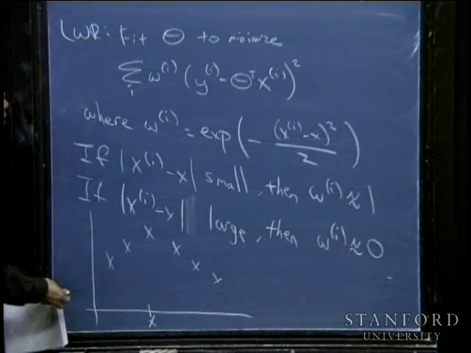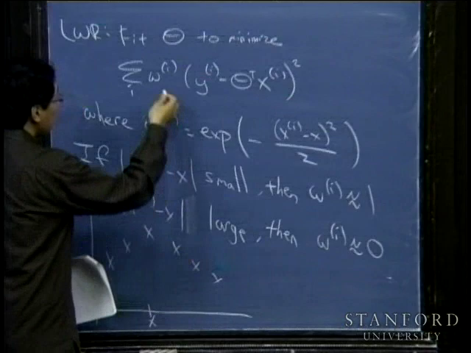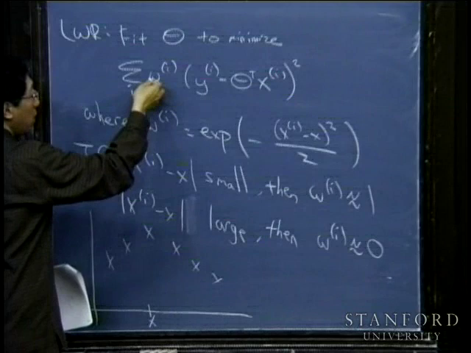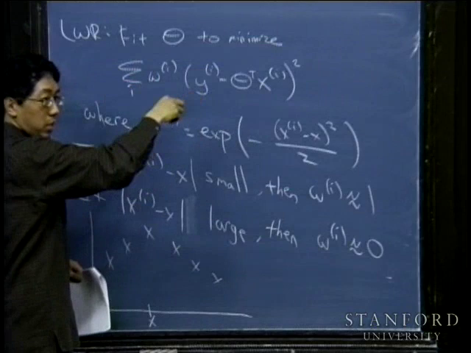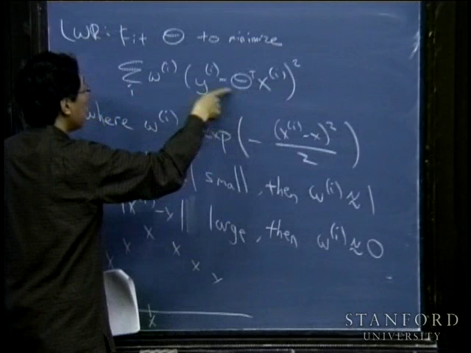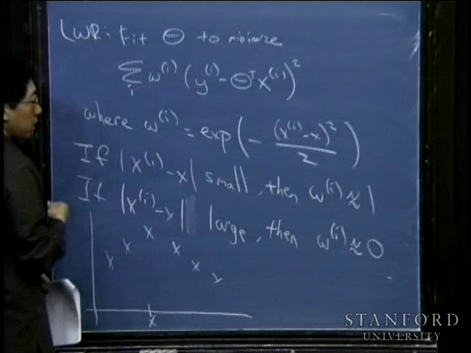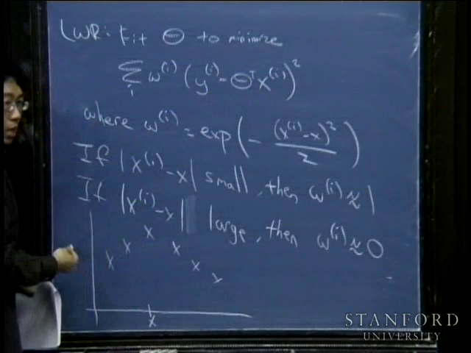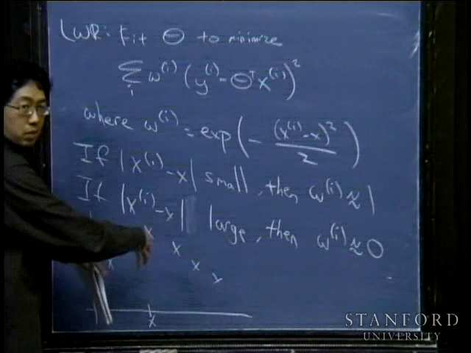And so for the points that are far away, wi will be close to 0. It's as if the points that are far away will not contribute much at all to this summation, right? So think of this as sum over i of 1 times this quadratic term for close by points plus 0 times this quadratic term for far away points. And so the effect of using this weighting is that locally weighted linear regression fits a set of parameters theta, paying much more attention to fitting the points close by accurately, whereas sort of ignoring the contribution from far away points. Okay.